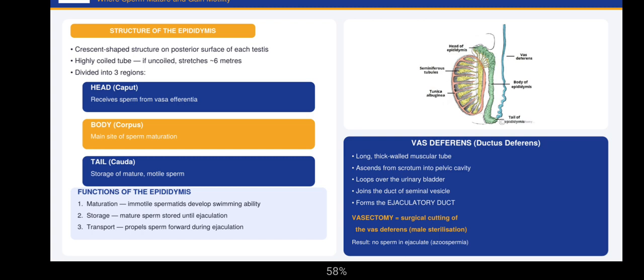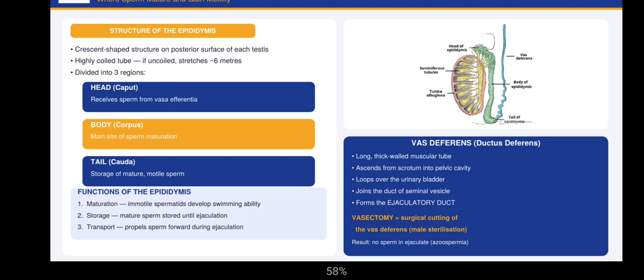Okay, so what else is the function of the epididymis? Apart from being a place where the sperm mature, it also serves as storage for sperm. Once sperm are produced, they are stored here. All right, and apart from that, it also serves as what? Transport. It propels the sperm forward during ejaculation. Okay, so that is the function of the epididymis.